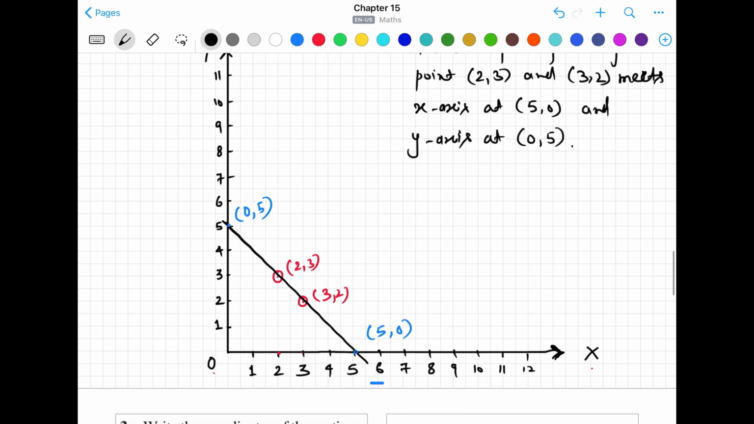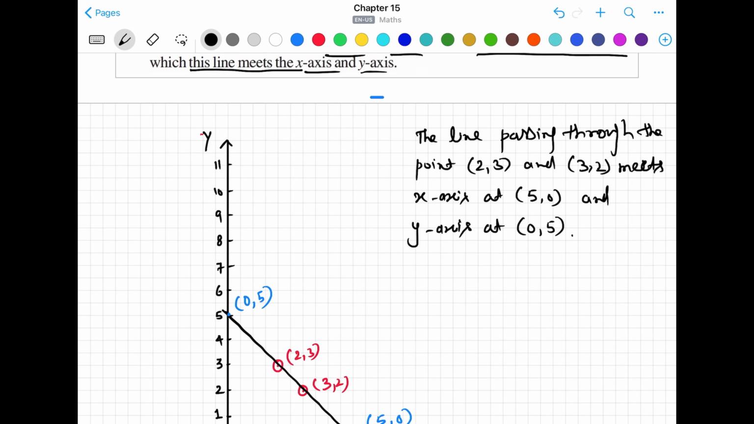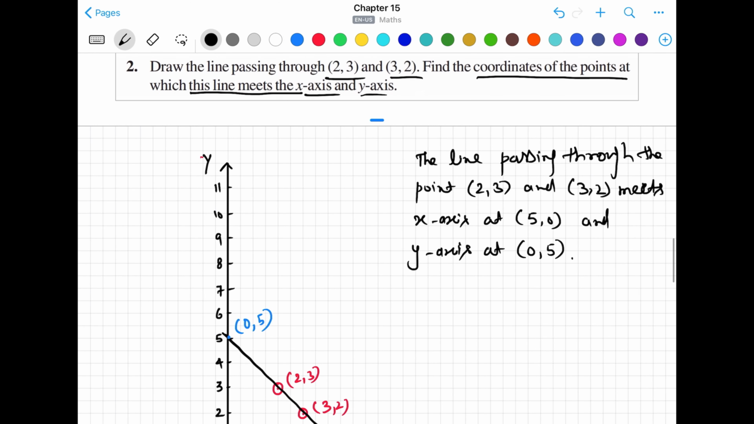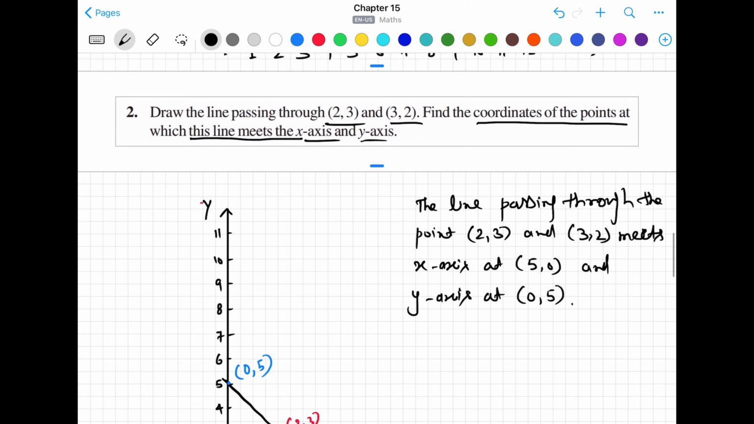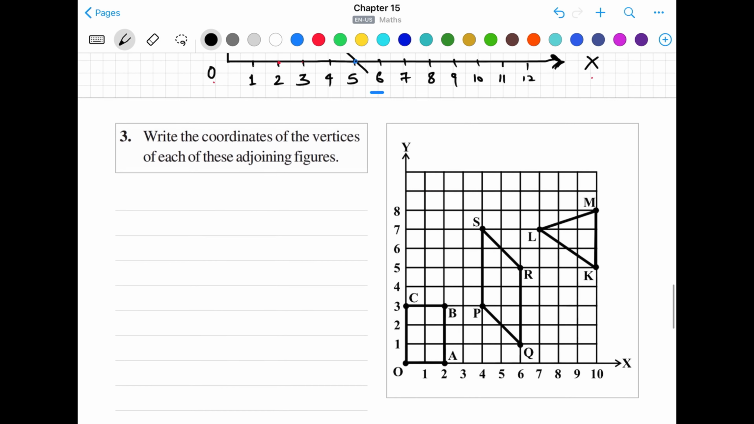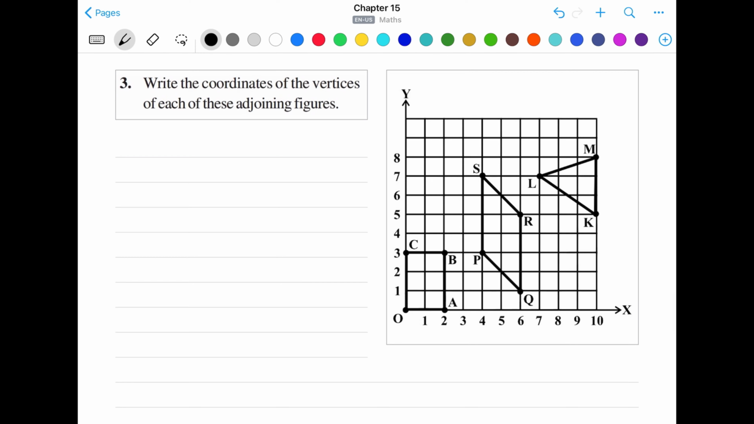You can write this line below the graph, or you can also write this on the graph paper only. It's up to you, but you have to mention whether it's a straight line or at what point that line is crossing the x and y axis. So that's the solution of question number 2. Now let's move to question number 3.